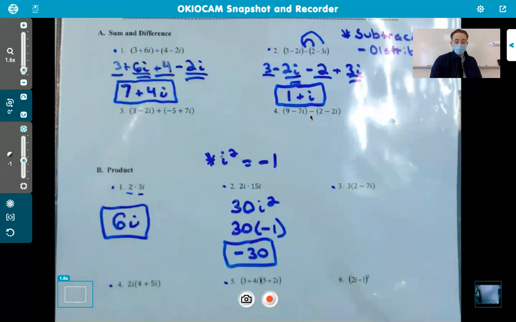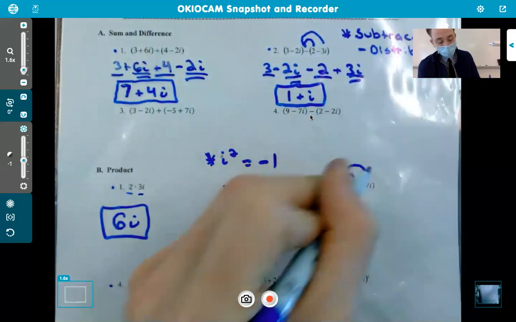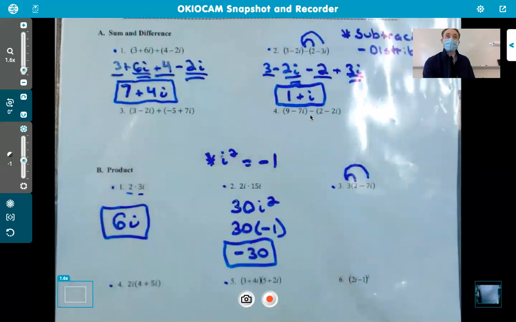Okay. Number 3, I have 3 times 2 minus 7i. So I have a real number times a complex number. What do you think I'm going to have to do with that 3 that's out in front of my complex number there? Distribute. So every time that we see parentheses, a lot of times we think, okay, I have to distribute into that. Same thing applies here. So I'll take that 3, multiply it by the 2. I'll take the 3 and multiply it by the negative 7i.